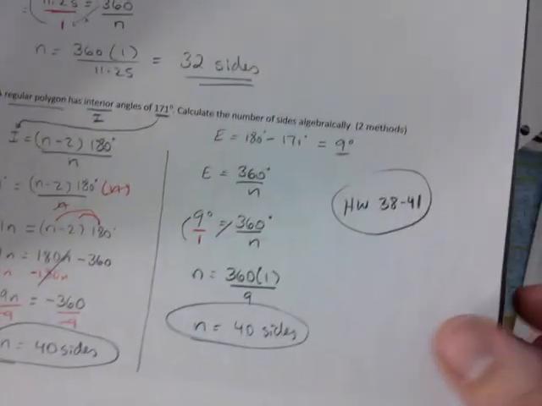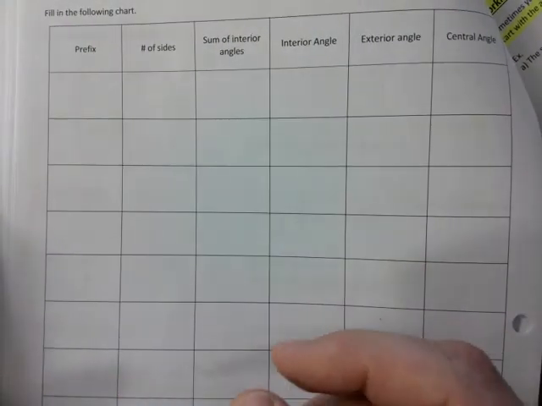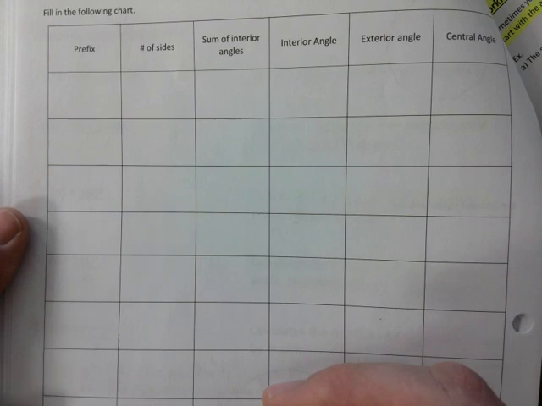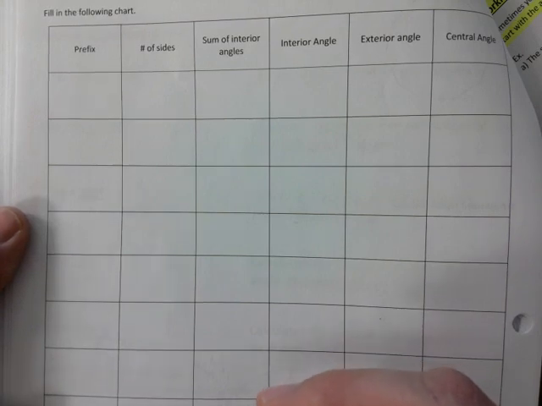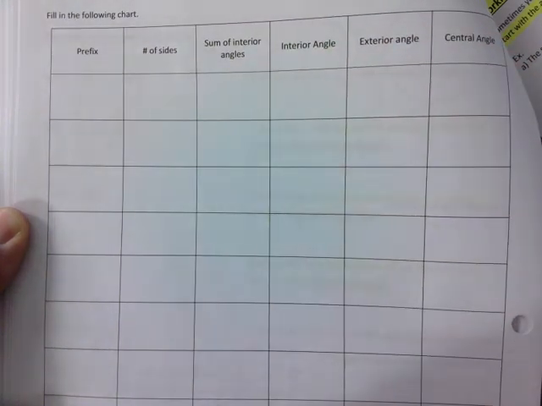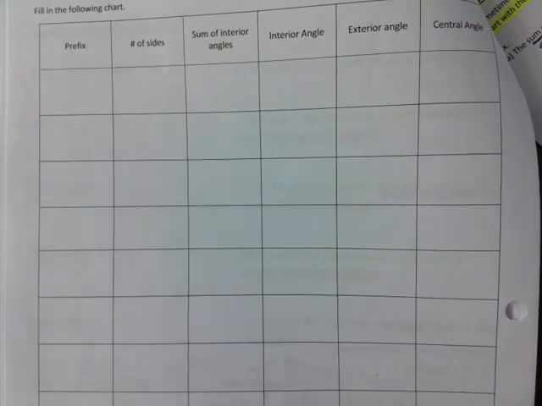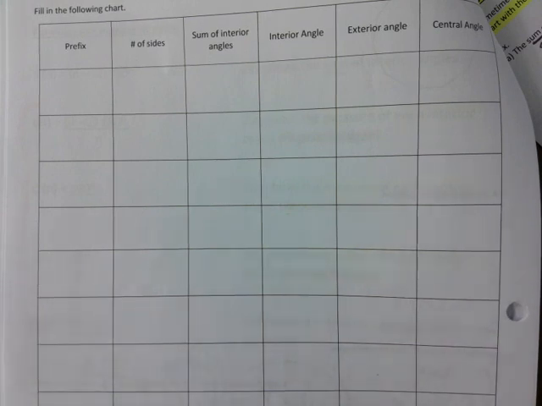And then on 35, I used to make students fill this whole thing out. I find it kind of pointless after a while. What I do want to give you is the prefixes and the number of sides that correspond with them. So this is on page 35. If you could go to 35 and just look this up.